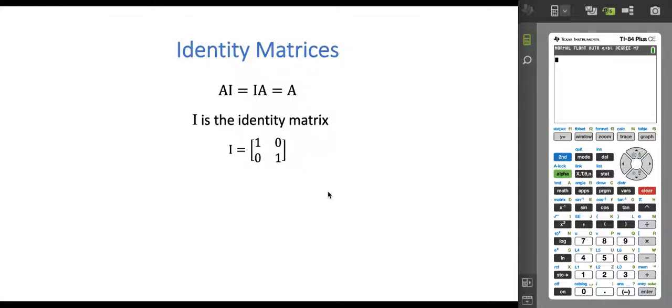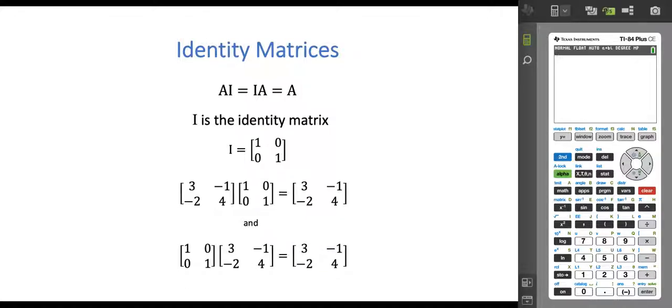So let me show you how that works. If I have some matrix A, which is 3, -1, -2, 4, and I multiply it by the identity matrix 1, 0, 0, 1, I end up with the same matrix, 3, -1, -2, 4. The same thing happens if I go in the other order. If I take the identity matrix 1, 0, 0, 1, and multiply it by A, I still have A. Okay?